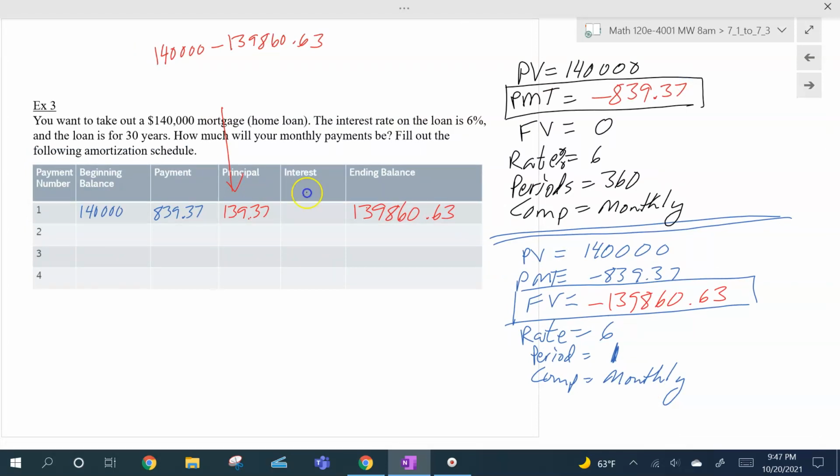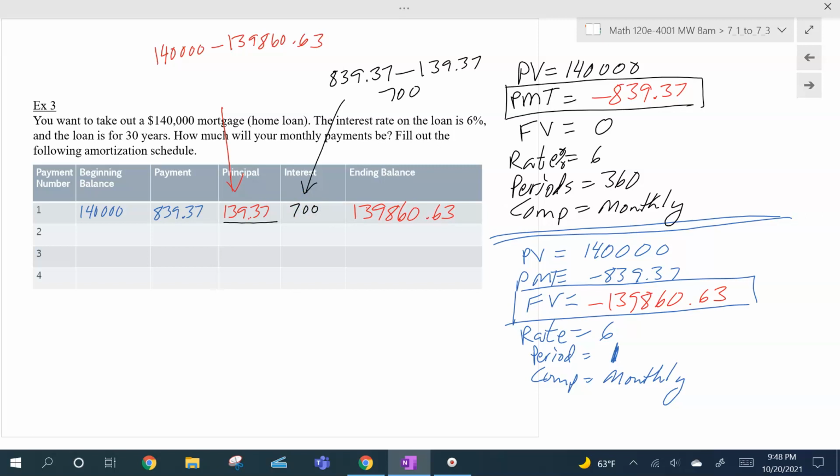So the interest, how much went to the bank? Everything else went to the bank. The balance only went down $139.37. That's all that I paid off on the loan. Everything else went to the bank. So what's everything else? Well, I paid the bank $839.37, but the balance only went down $139.37. So when I subtract those two, 700 bucks went to the bank.